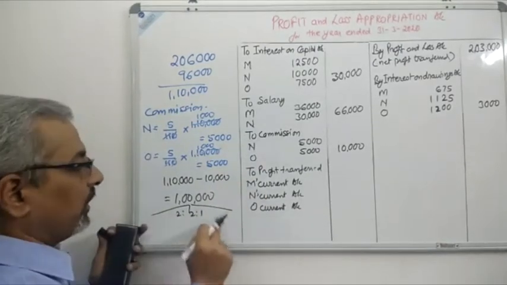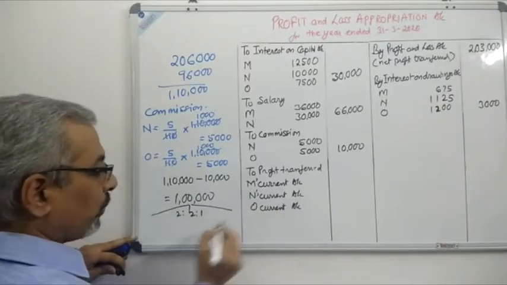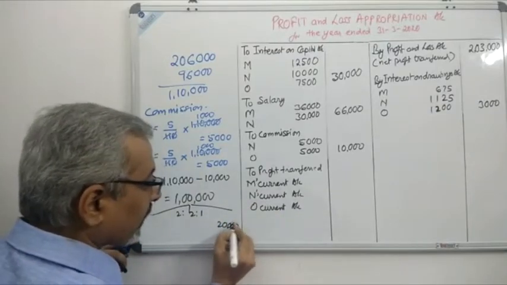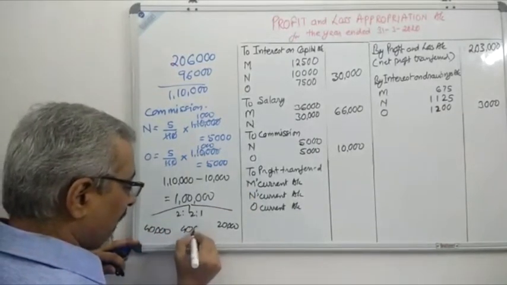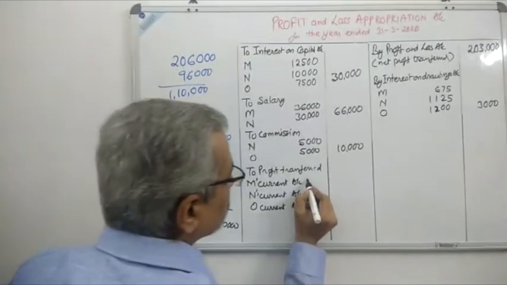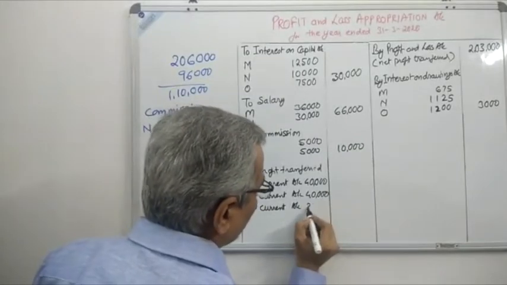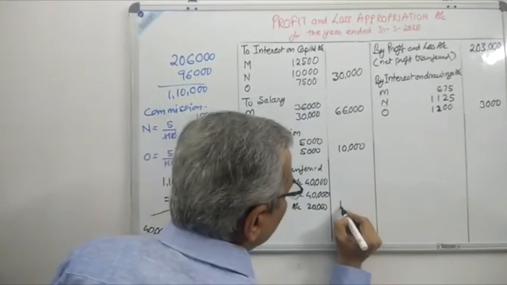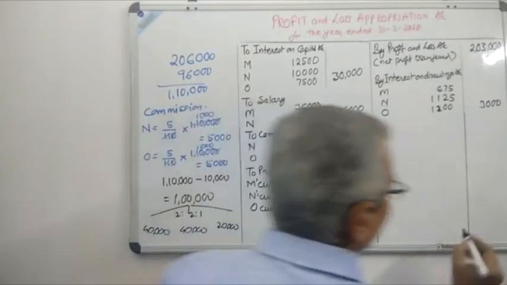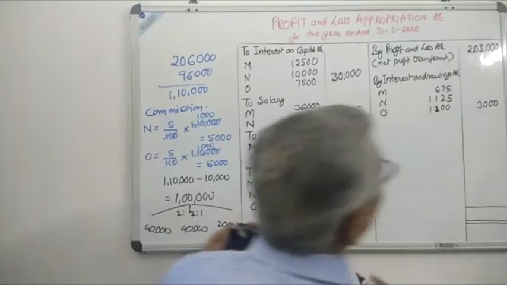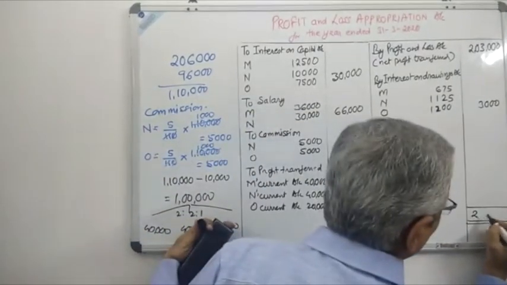Now let us move on to the current account. We can see over here we have 1 lakh. 1 lakh divided by 5 gives us 20,000. So O will get 20,000 and M and N will get 40,000 each as the profit. So now we'll post these figures over here: 40,000, 40,000 and 20,000. So that gives us 1 lakh, and the total of the debit side and the credit side will be 2,06,000.